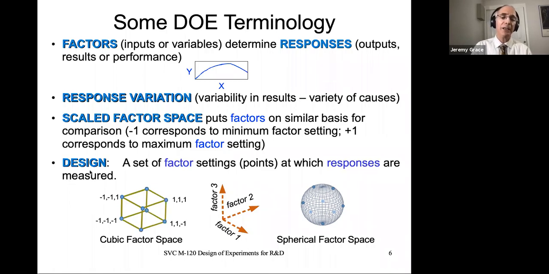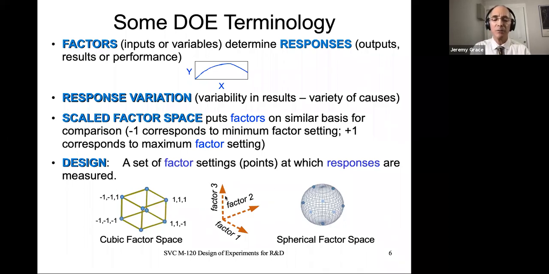And finally, the design itself. What is this design we talk about in design of experiments? It's an experimental design. It's a set of factor settings. And those factor settings are points in a factor space. And they're points at which we measure these responses.